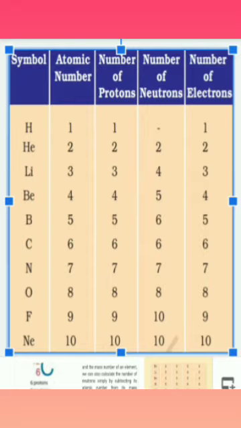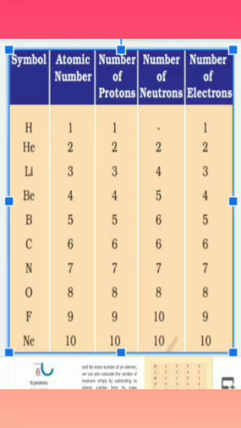And beryllium atomic number 4. So protons 4, electrons 4 and neutrons 5. So atomic mass of beryllium is 9. And boron atomic number 5. So atomic number is equal to the number of protons and the number of electrons. So protons 5, electrons also 5. Then atomic mass of boron is 11.